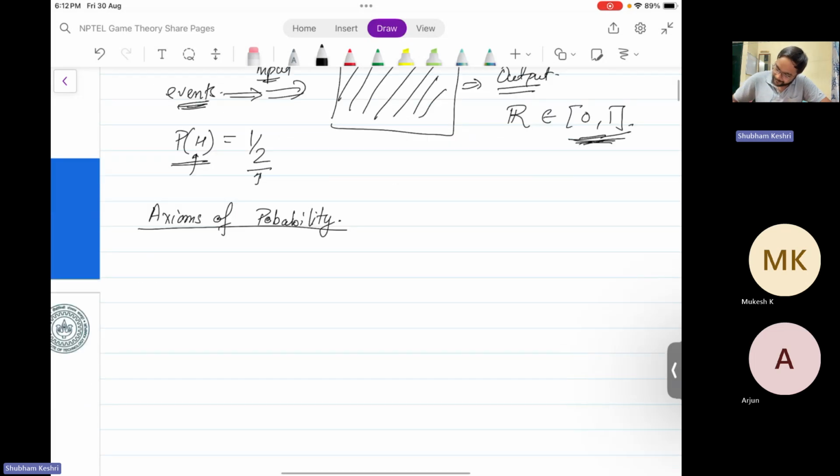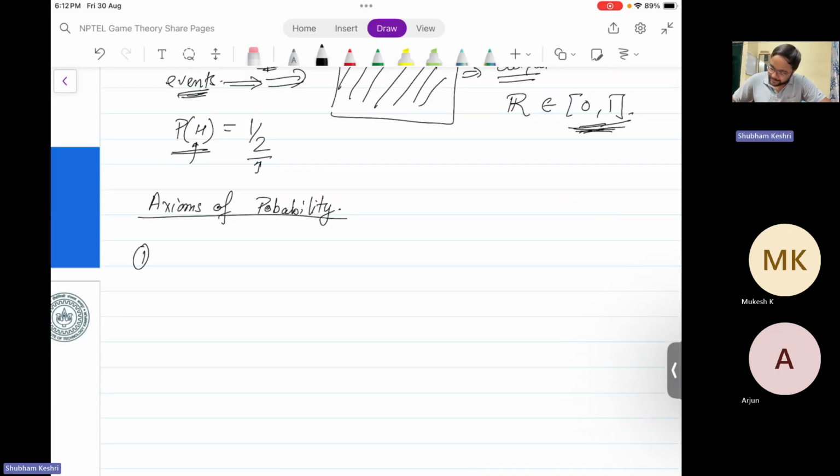Axioms of probability. The first axiom of probability is, suppose A is an event, probability of A is greater than or equal to 0. This is from the definition of the function, but if you define all those characteristics, you don't need to define the range of output. The first axiom is that probability of any event is greater than or equal to 0. The second axiom of probability is that probability of the sample space is equal to 1.